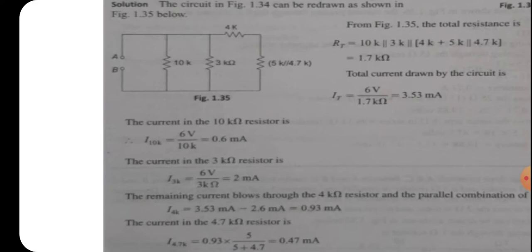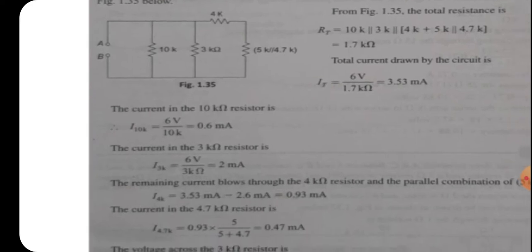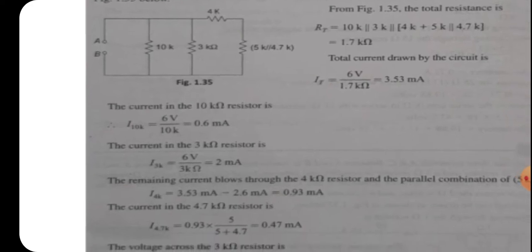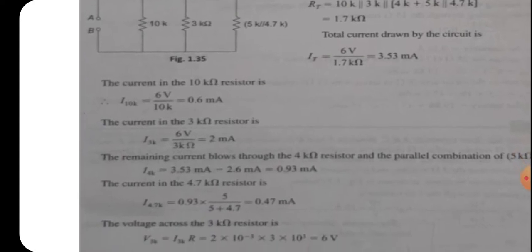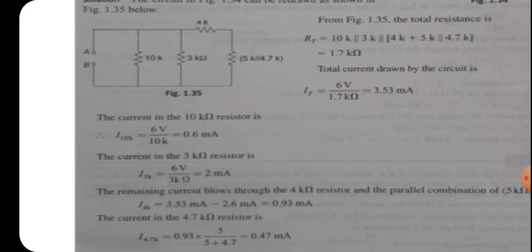That you should understand. So the current through the 10 kilo ohm resistance can be found by Ohm's law, because you know the voltage across the 10 kilo ohm resistor. So the current through the 10 kilo ohm resistor can be written as I10K. I10K will be equal to voltage divided by resistance. What is the voltage? Voltage is 6 volt and resistance is 10K. So that value will be 0.6 milliampere. In the next step, we got the current value I10K equal to 0.6 milliampere.